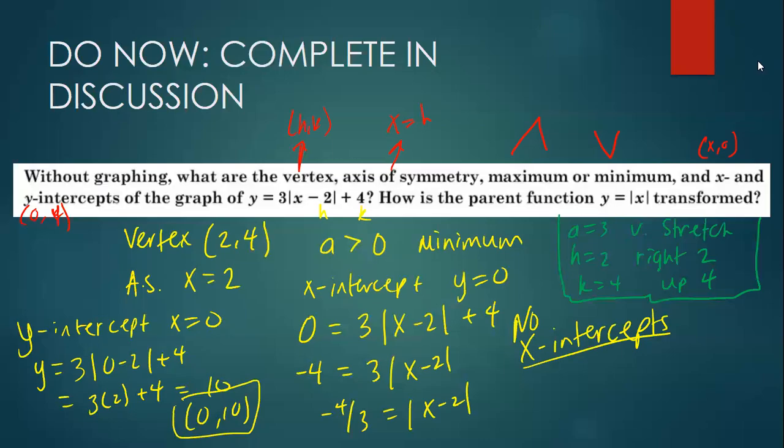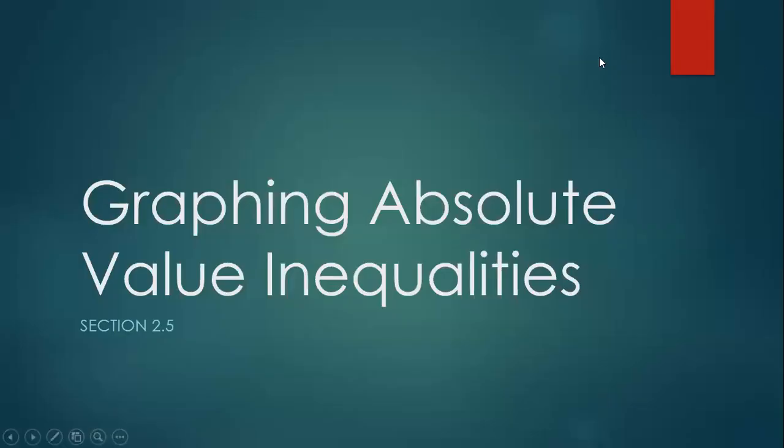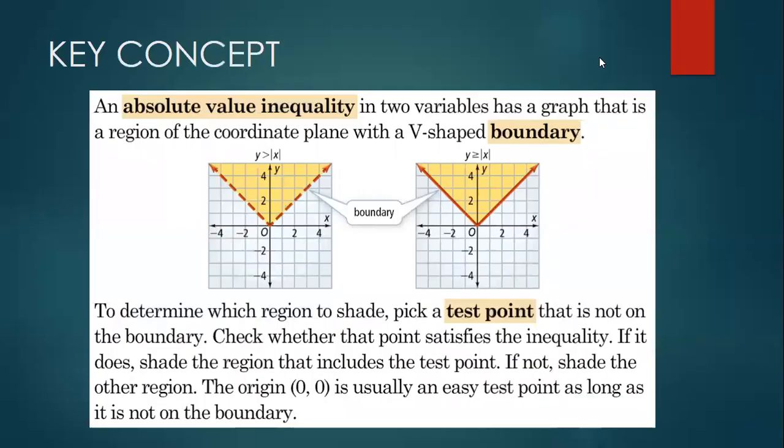All right, so graphing absolute value inequalities, section 2.5. So the key concept here is that absolute values in two variables have a graph that is a region of the coordinate plane with a V-shaped boundary, okay? Our boundary is a V shape. Unlike linear, where it's just a line, or quadratics, when it's a parabola boundary. We have a V-shaped boundary, okay?